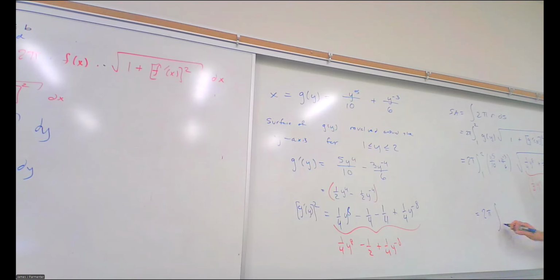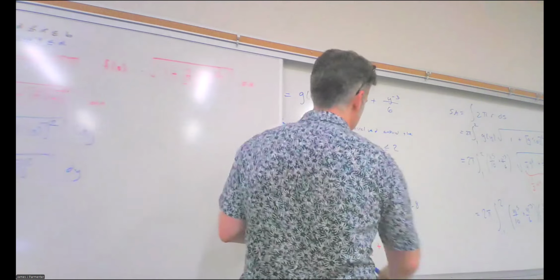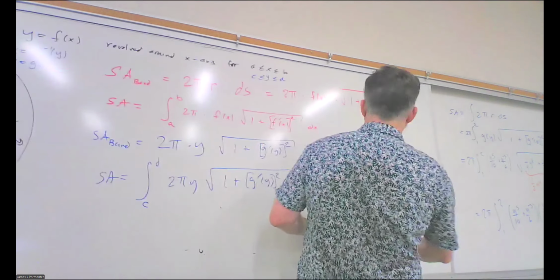2 pi integral from 1 to 2 of y to the 5th over 10 plus y to the negative 3rd over 6 times the square root of this thing squared, which is just this thing. So 1/2 y to the 4th plus 1/2 y to the negative 4th. And the rest of it's, I mean, not fun, but relatively straightforward. The rest of it is you multiply it out, you've got powers of y, and then you integrate.